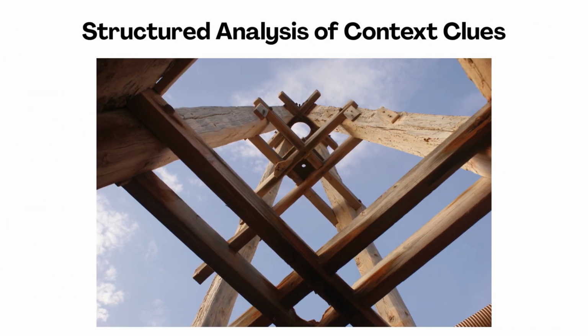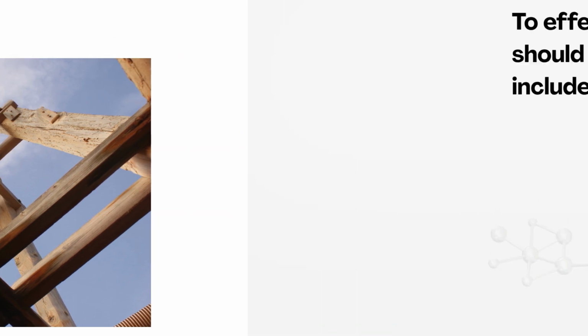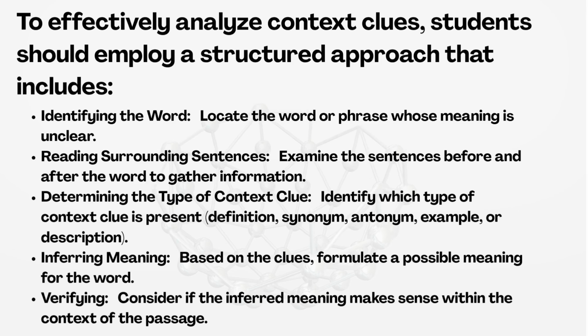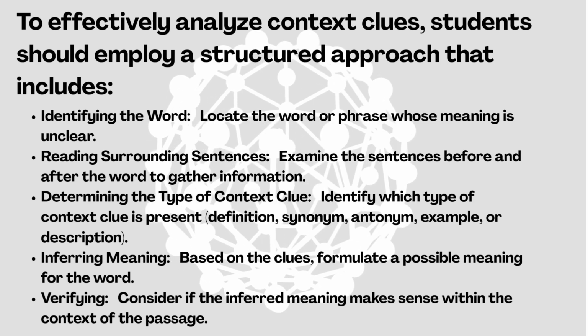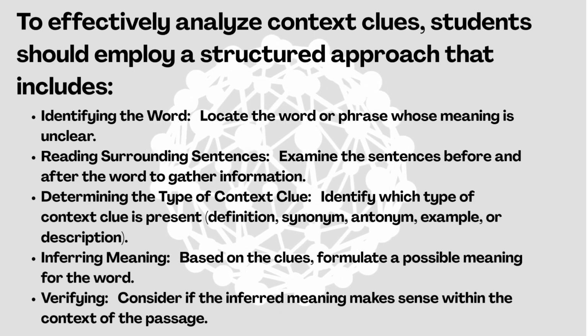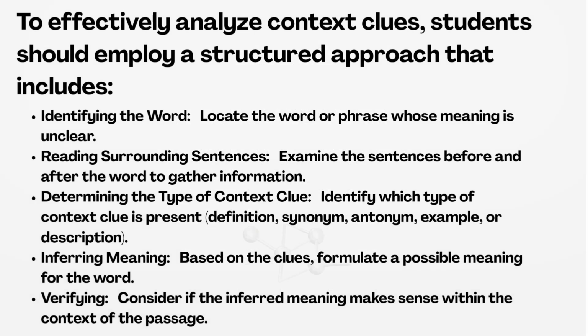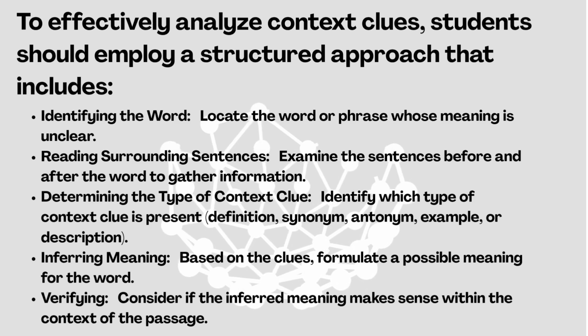Structured analysis of context clues. To effectively analyze context clues, students should employ a structured approach that includes identifying the word: locate the word or phrase whose meaning is unclear. Reading surrounding sentences: examine the sentences before and after the word to gather information. Determining the type of context clue: identify which type of context clue is present, definition, synonym, antonym, example, or description. Inferring meaning: based on the clues, formulate a possible meaning for the word. Verifying: consider if the inferred meaning makes sense within the context of the passage.